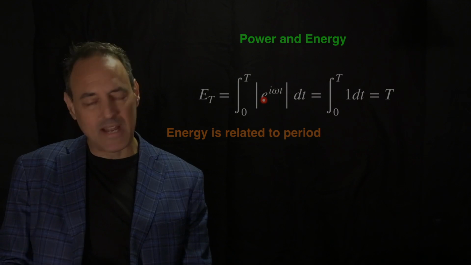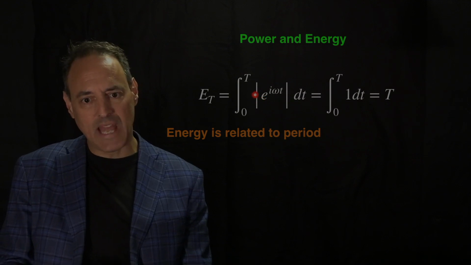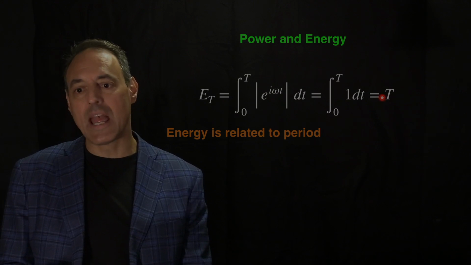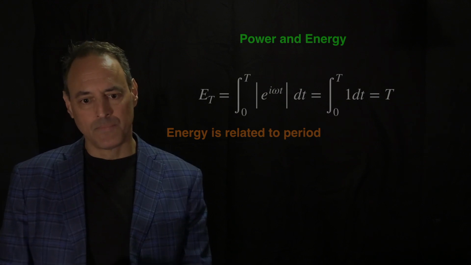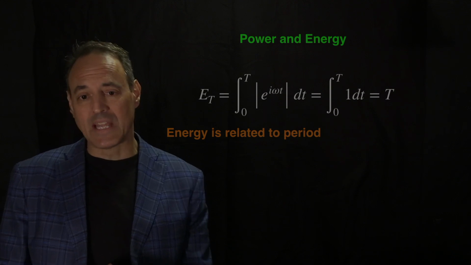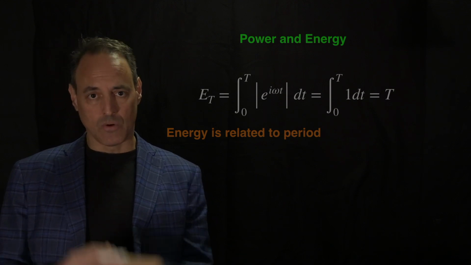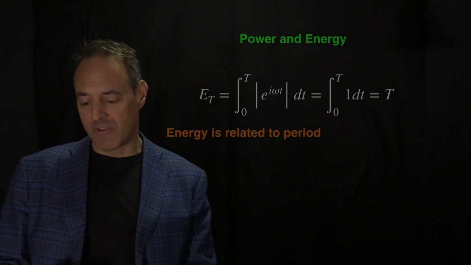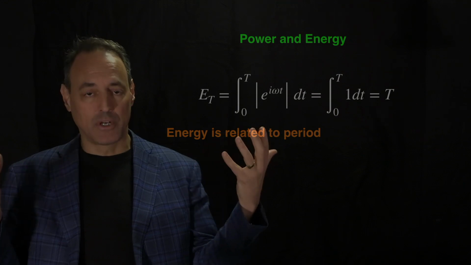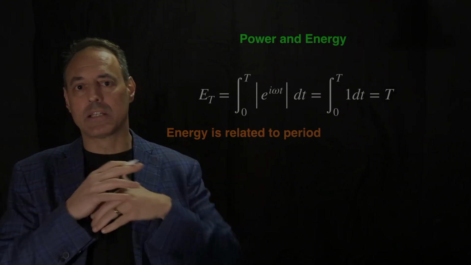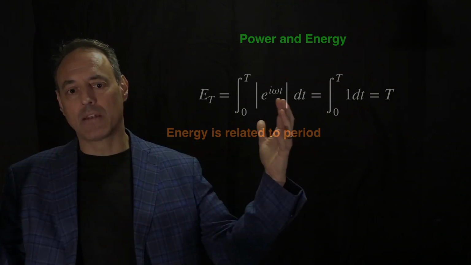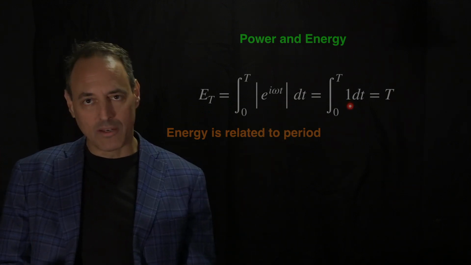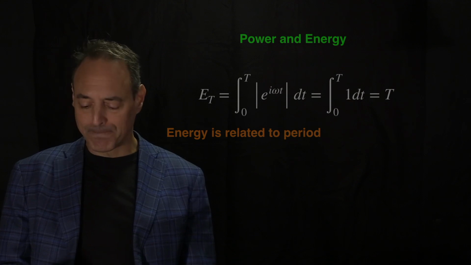Notice that I don't have an amplitude in front of this. If I had an amplitude A times e to the i omega t, I'd have an A squared here, so in front it's A squared times T. Okay. But you could see that the energy is related to the period. So as I go more and more periods, the energy grows. In fact, the total energy in a periodic signal is infinity, because I would integrate over all periods from negative infinity to infinity, and that would be basically integrating 1 from negative infinity to infinity.